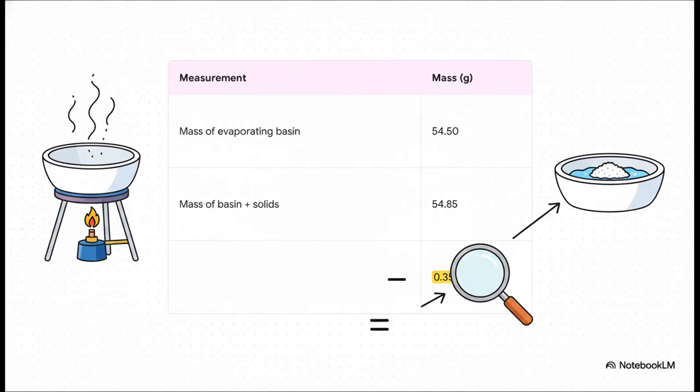And here's where it all comes together. The math is super simple, right? It's just a subtraction. You take the final mass, that's the basin plus the solids, and subtract the starting mass of the empty basin. So 54.85 minus 54.50 gives us 0.35 grams. Easy. But listen, you must show your working out in the exam.